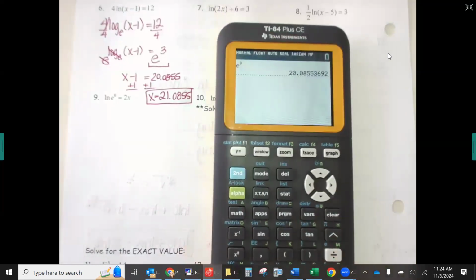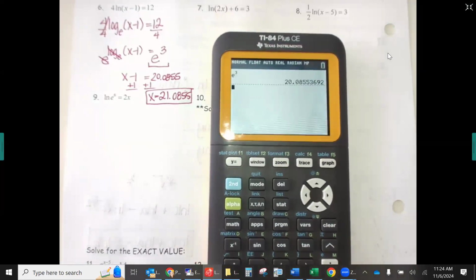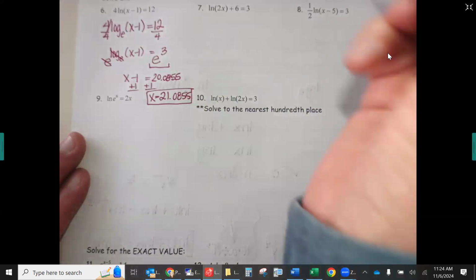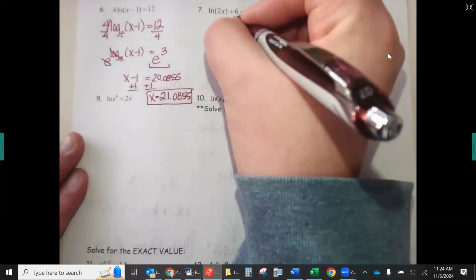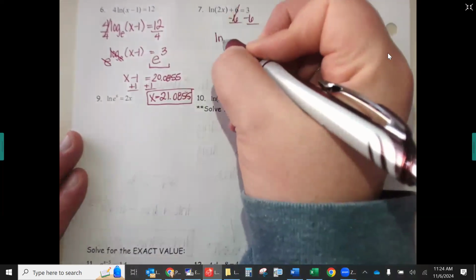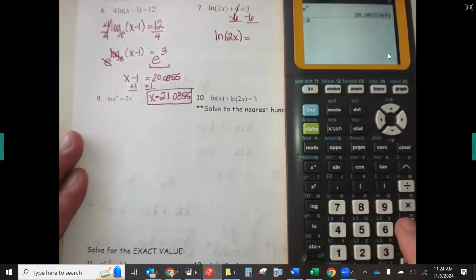All right, when you're ready, take a look at number 7. I want you to pick the number we need to get rid of in number 7. Oh, why do we add 1? Because it was the x minus 1. Oh, yeah, so then to get rid of the -1, we just added it across. All right, number 7. What number are we getting rid of first? The +6. We're going to do that with a -6. So I have ln of 2x equals 3 minus 6, which is going to give me how many?